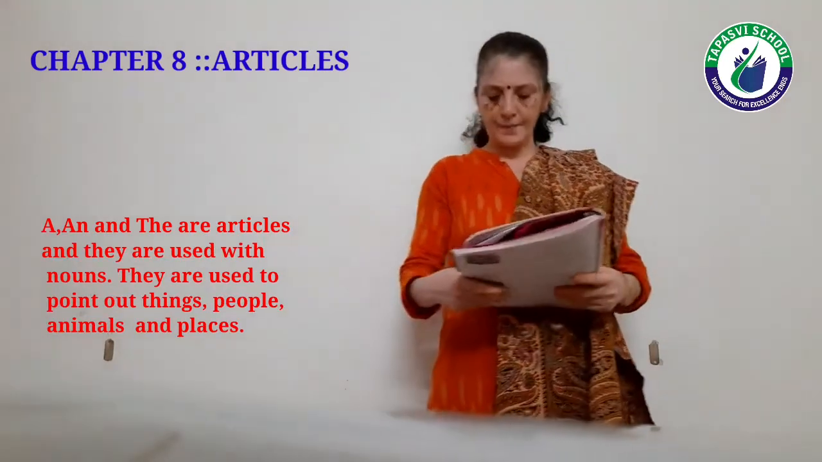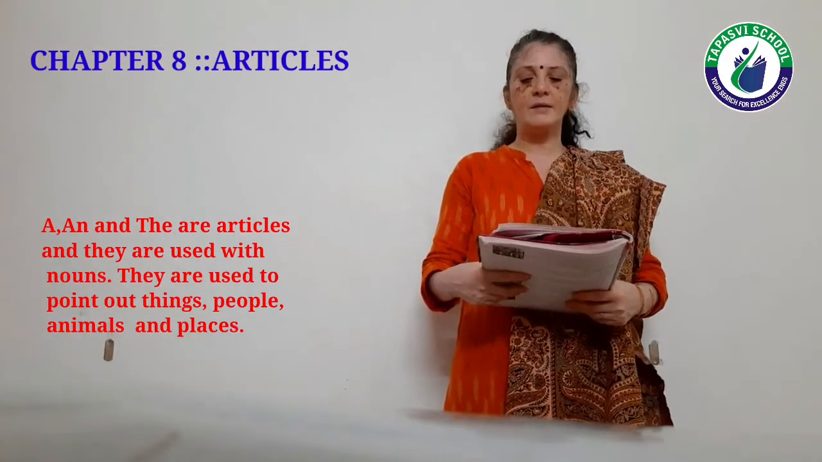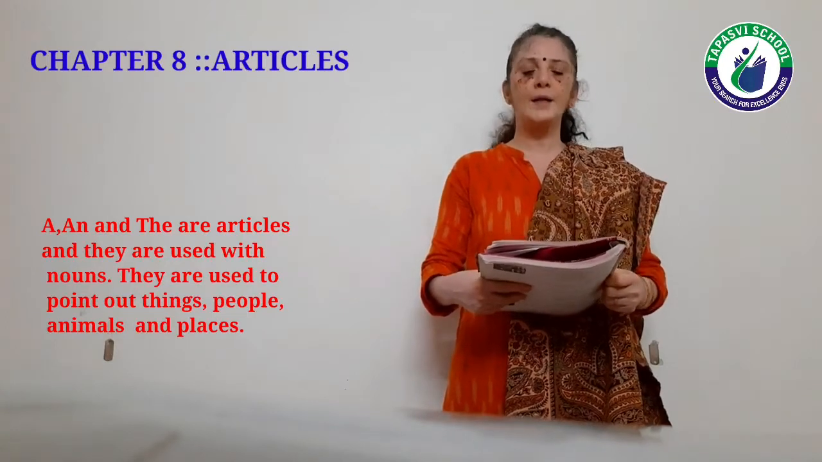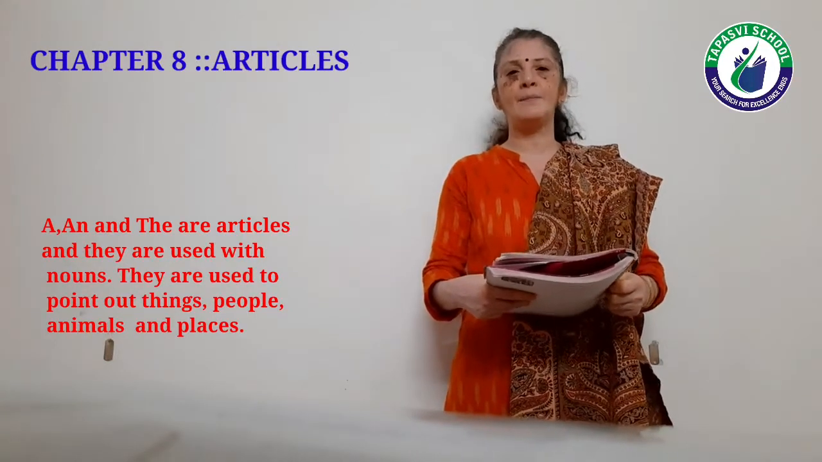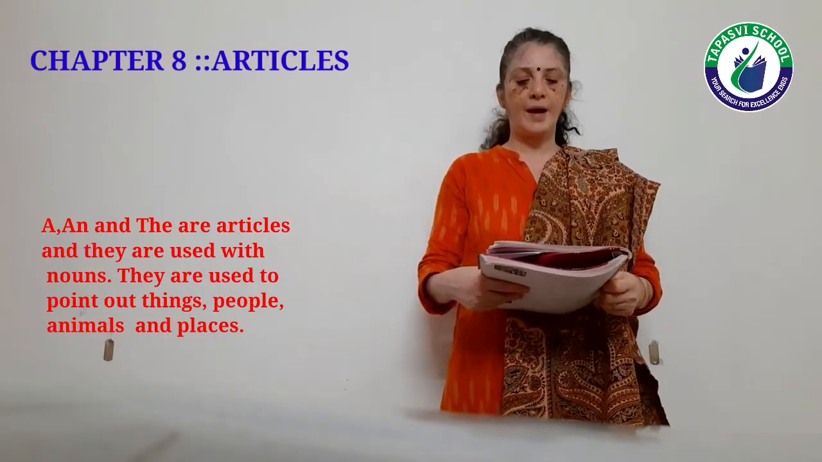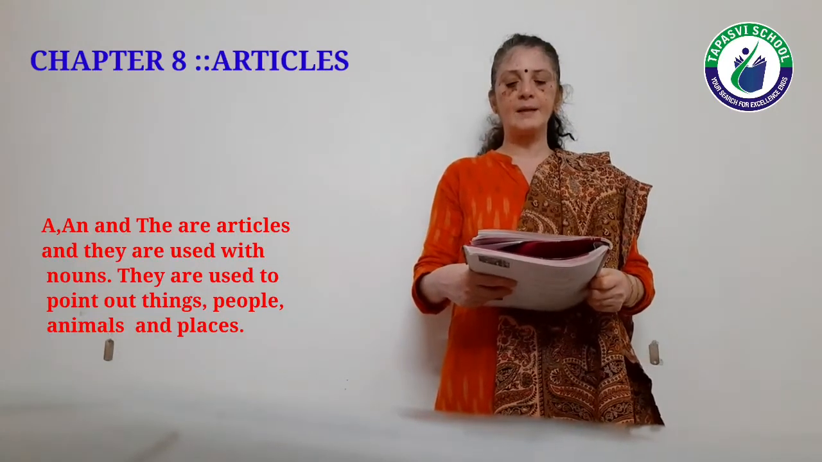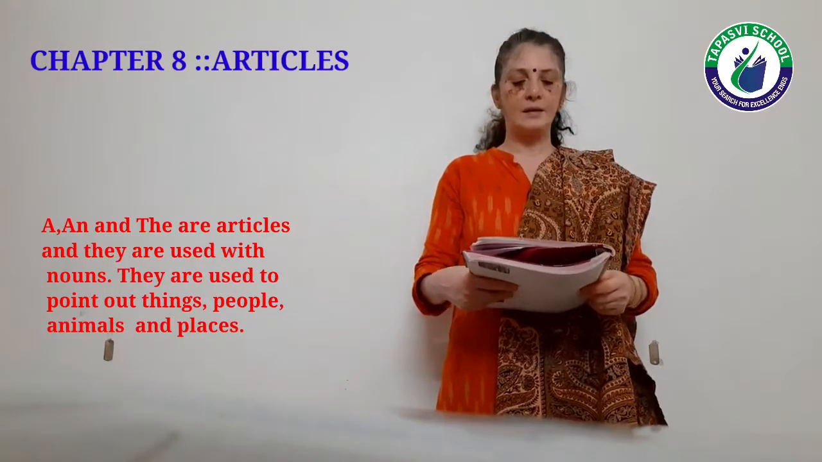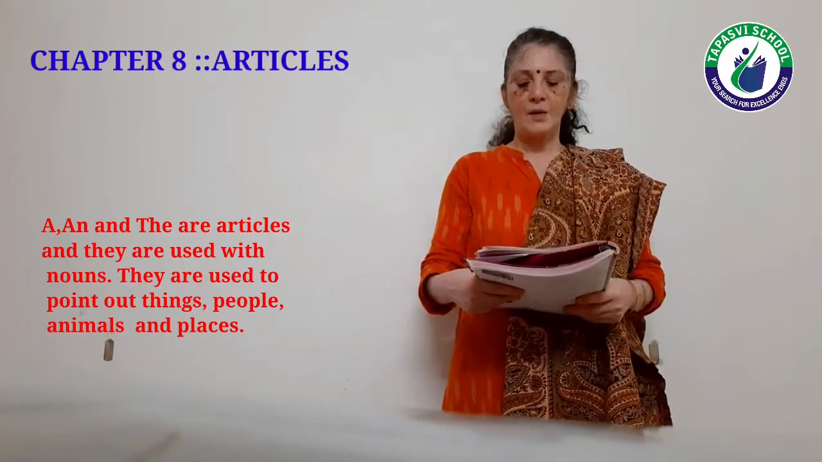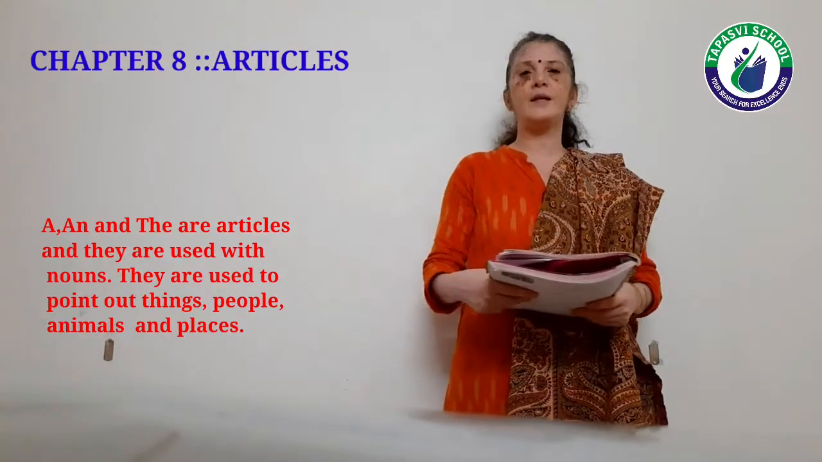Now students, open page number 40 of your textbook. A and the are articles. They are used with nouns. They are used to point out things, people, animals and places. Articles are used before a noun. For example, the bicycle that my dad gave me is red in color, and he gave me a book to read. Now students, there are two types of articles, indefinite and definite.